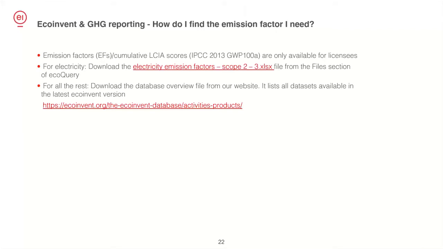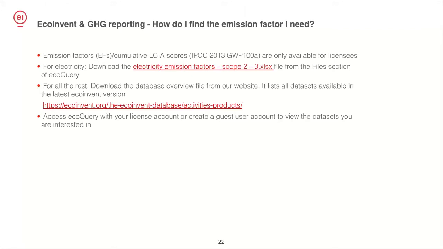For all other emission factors, I would recommend the following procedure. I would first recommend to download the database overview file from our website. Here you can see the link where you can find the file. And this file lists all data sets that are available in the latest version of the ecoinvent database. So it's really a great starting point when you want to get an overview about the entire content of the database.